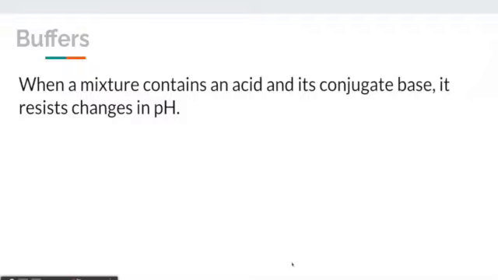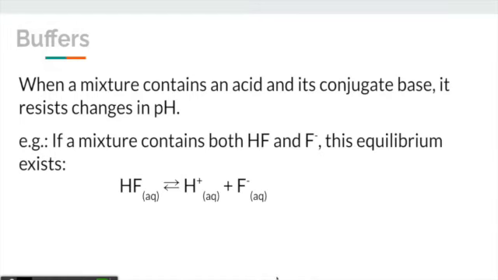Okay, now to our final topic, and that is buffers. Here's the idea behind a buffer. When a mixture contains an acid and its conjugate base both, that mixture resists changes in pH. So for example, if a mixture contains both HF, which is an acid, and F minus, which is its conjugate base, this equilibrium exists. Now, how does this resist changes in pH?